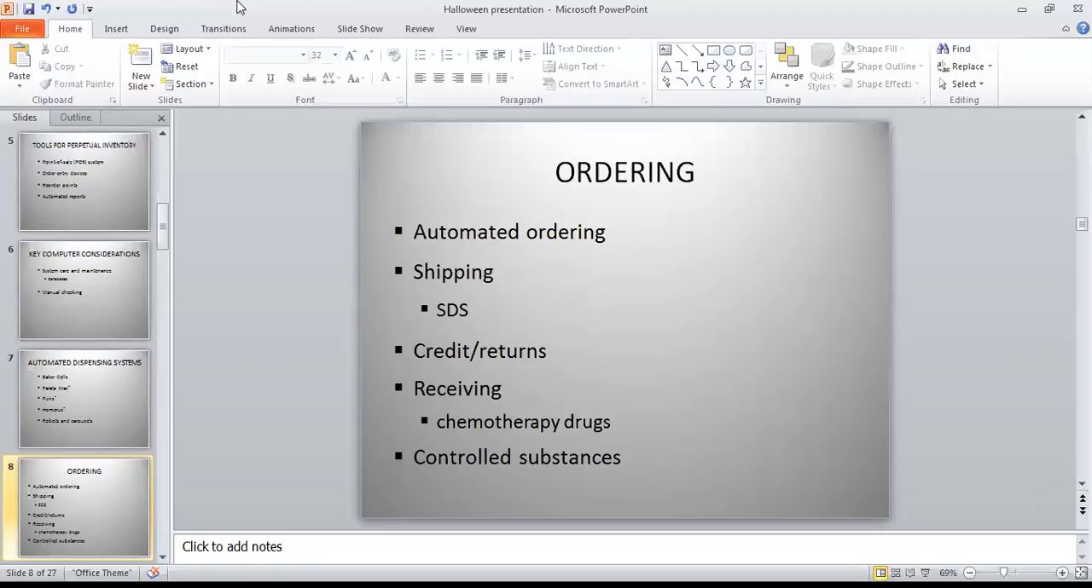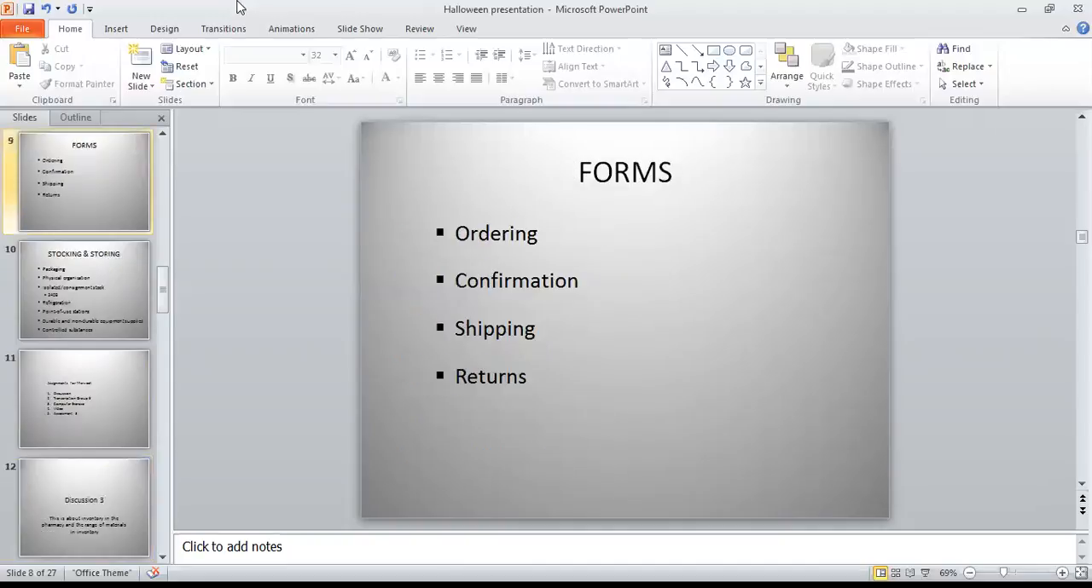Also, when we receive it, we have to take special care with things like chemotherapy drugs and controlled substances. Chemotherapy drugs are toxic. They don't care what they kill, including healthy cells, and so we handle those very carefully and store them separately and process them in a biological containment cabinet that we use, basically a special hood. Controlled substances have to be ordered separately and received separately, and for the Schedule II substances stored separately. Various forms that we have for ordering, forms for confirmation of the order, forms for shipping, forms for returns.